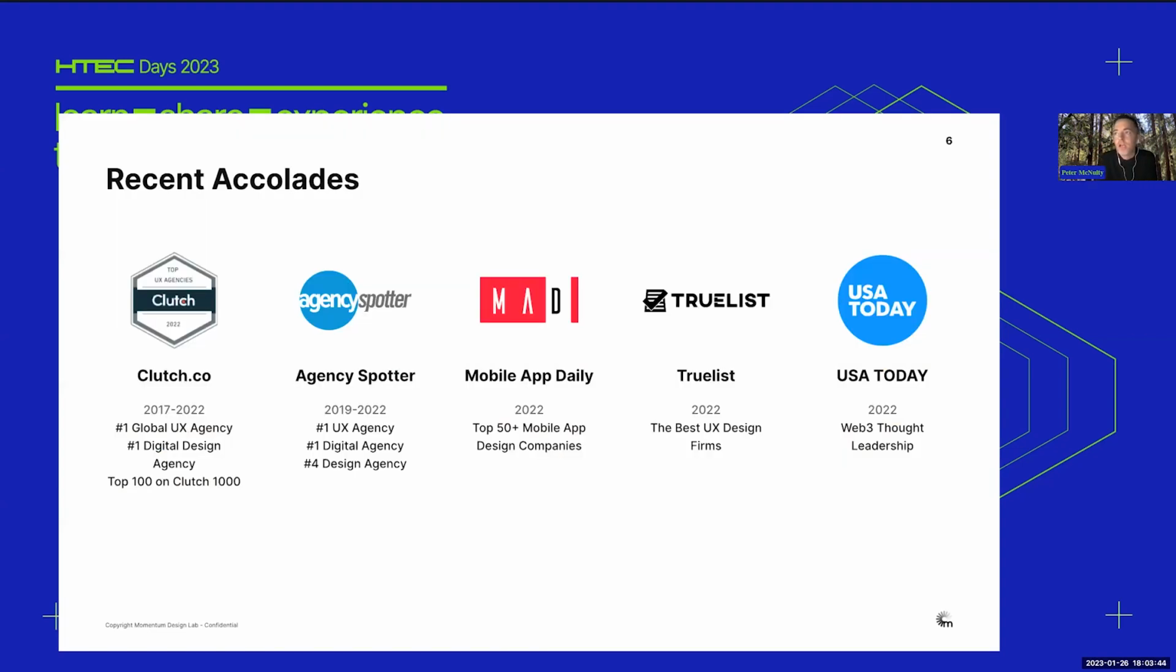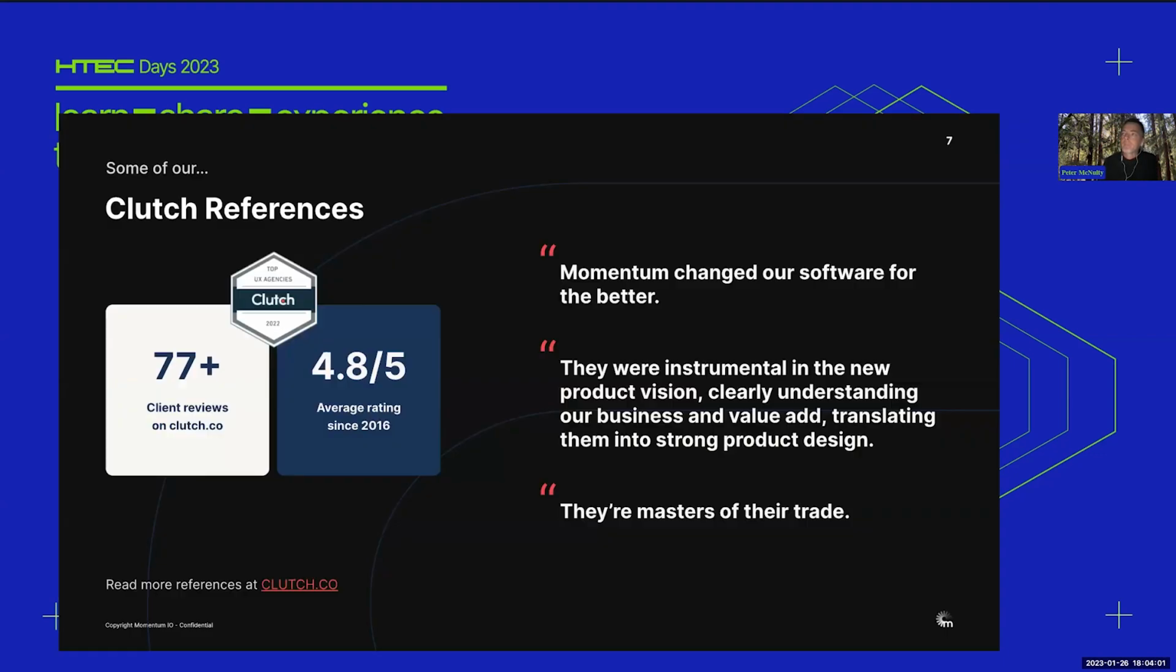Awards. Clutch is one of our main claims to fame. We've been rated for the last 7 years as the number 1 global UX agency. For people that are not familiar with Clutch, it is kind of like the Forrester of agencies. We have many reviews, and so we have a high rating there. Basically, this is a main input for our workflow. A lot of our customers find us through this service.